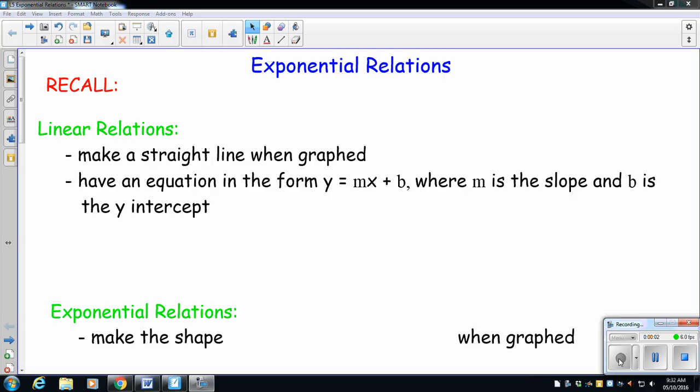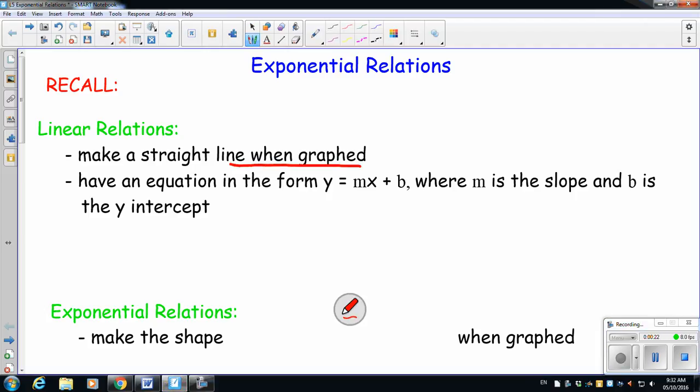All right, so we have been playing around with some graphs and exploring them using technology. It's time to put some paper and pencil together and see what we know about graphs. So a little review, you should have done some activities for linear graphs, and you should remember that a linear graph makes a straight line when it's graphed, and it has an equation in a form like that.